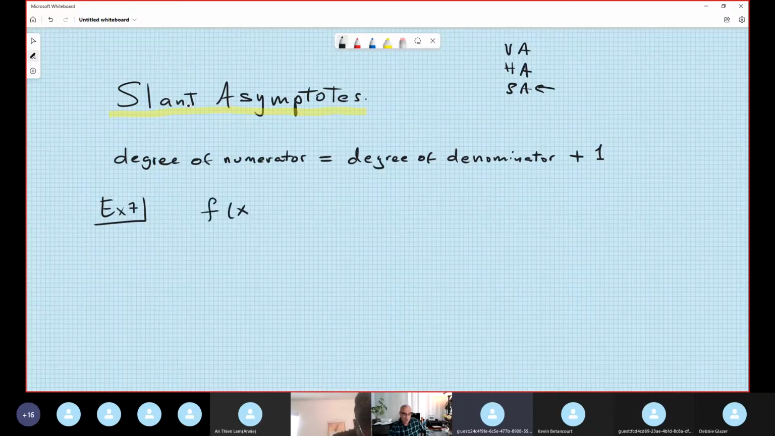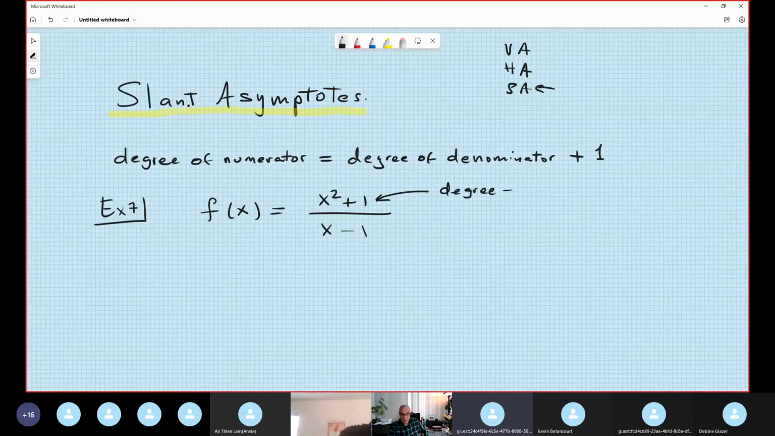f(x) = (x squared + 1) divided by (x minus 1). I have no idea what the asymptotes are, so I am doing the degree analysis. The degree of the polynomial at the top is 2. The degree of the polynomial at the bottom is 1. So the degree of the numerator is greater than the degree of the denominator. Therefore, in conclusion, we have a slant asymptote.